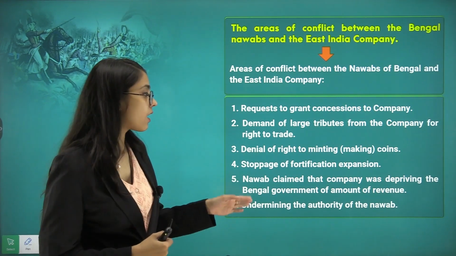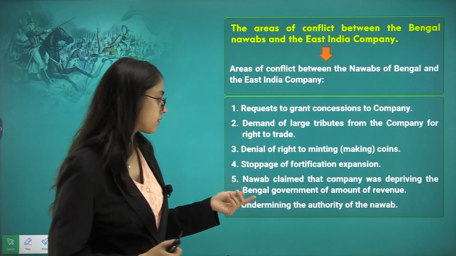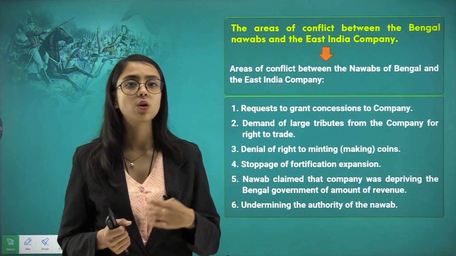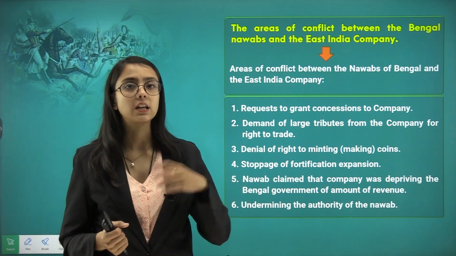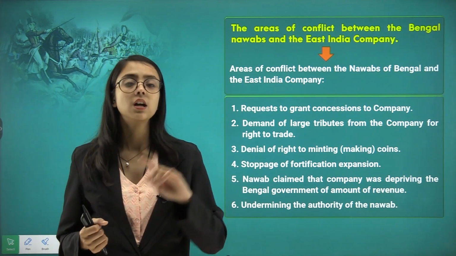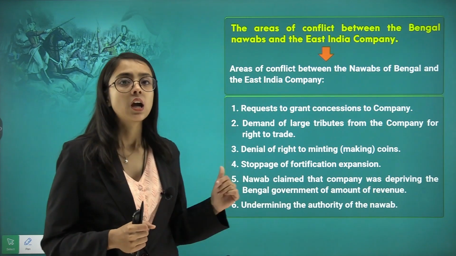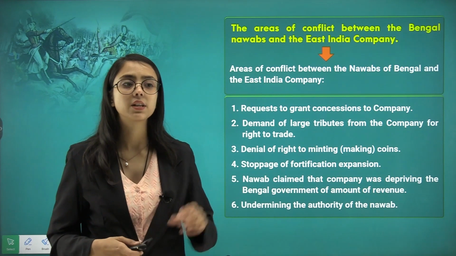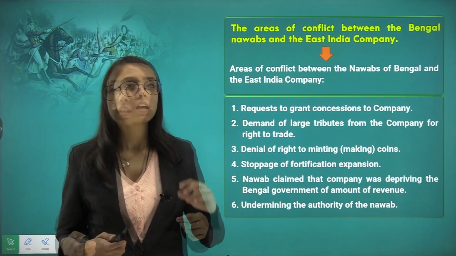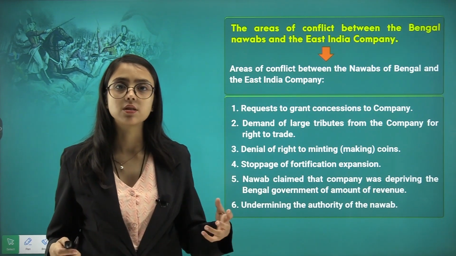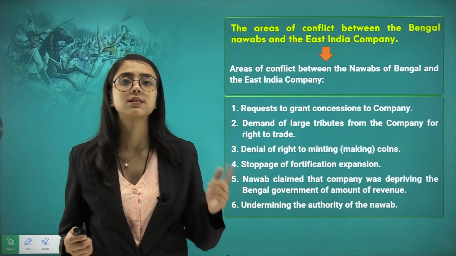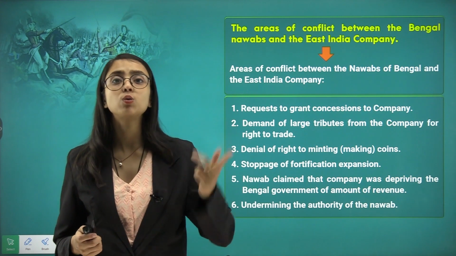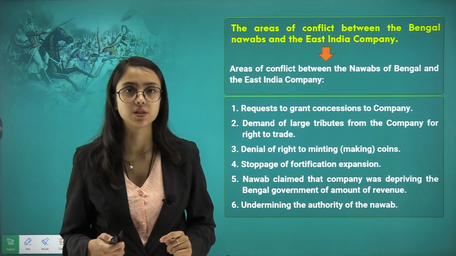So the Nawabs claimed that the company was depriving the Bengal government of an amount of revenue. There must be some amount of revenue which was not being given to the Bengal government in terms of fair trade. The East India Company started undermining the authority of the Nawab. They started capturing areas. They started their own rules and policies. They started dictating their own policy and trade making system. So they were in a way undermining or overruling the authority of the Nawabs.